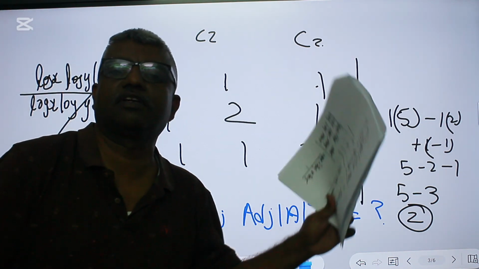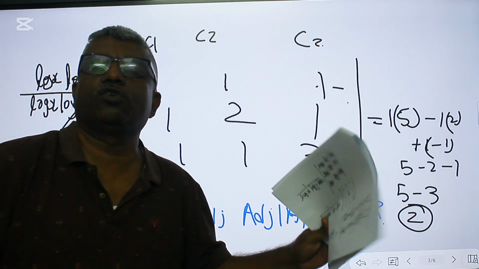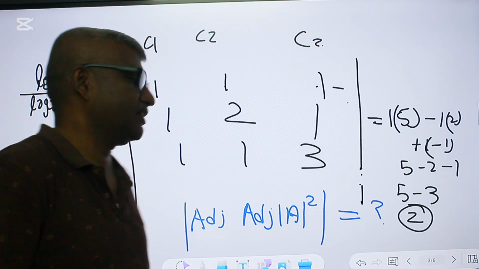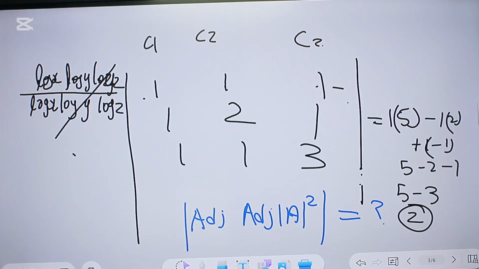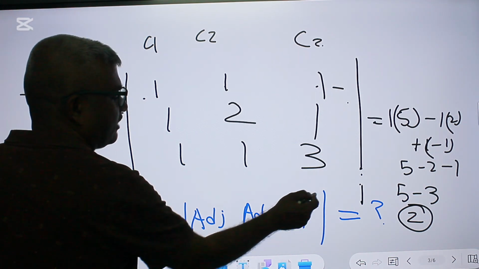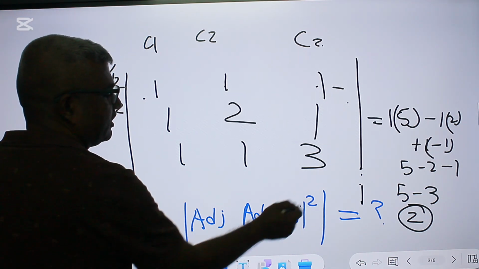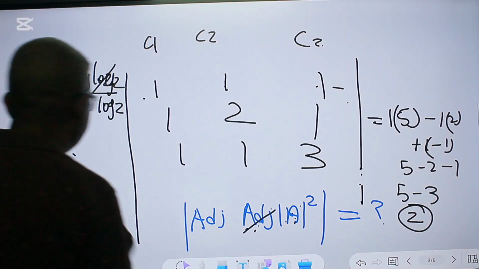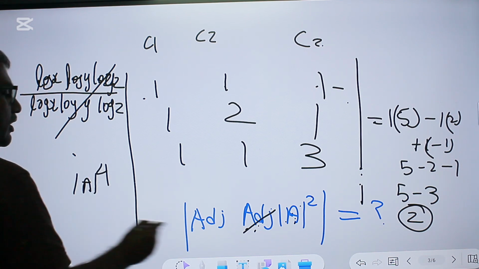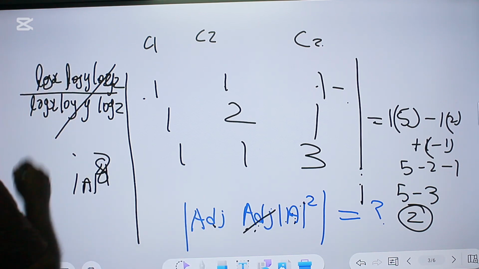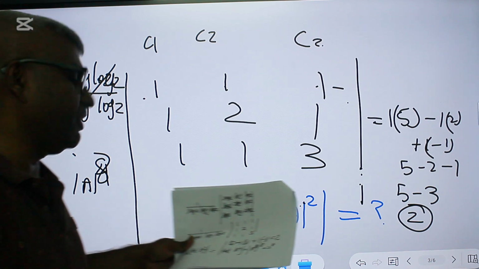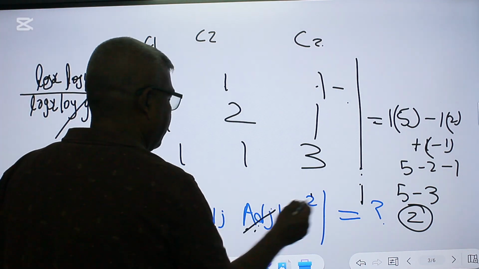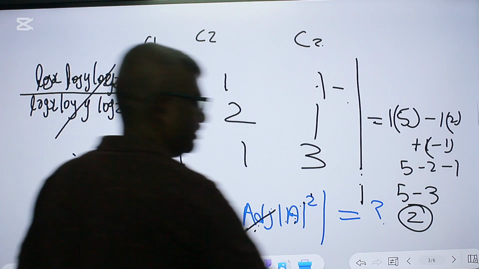Just we have to make log y to the base x into log y over log x, that's all. Then how to take the adjoint A square? Then they are asking this value. Determinant of adjoint A square will be, this adjoint if you want to take out, it is A to the power 4. Then adjoint A power 4 will be A power 8. So 2 power 8.